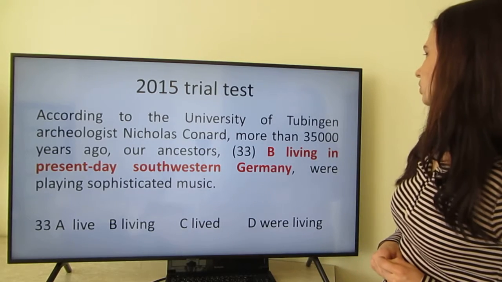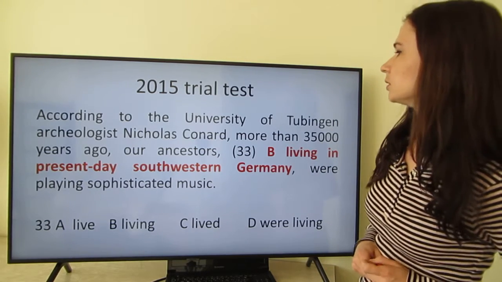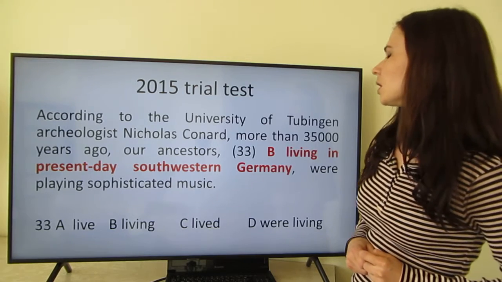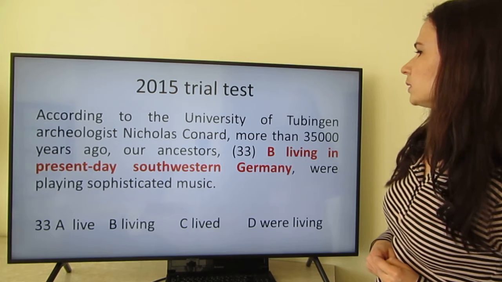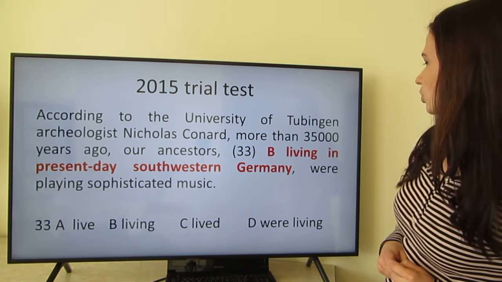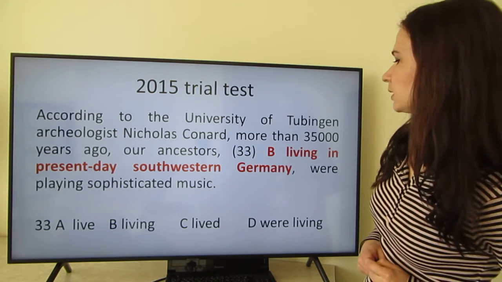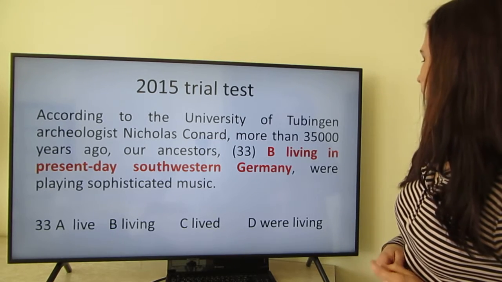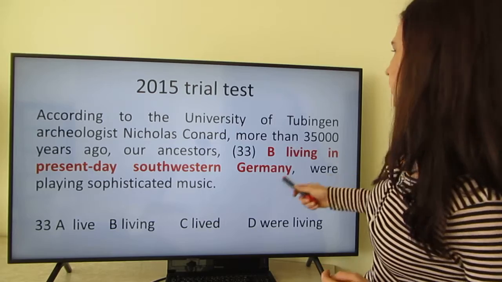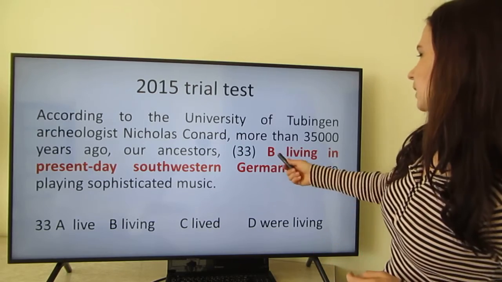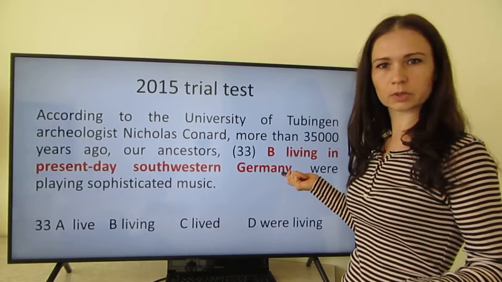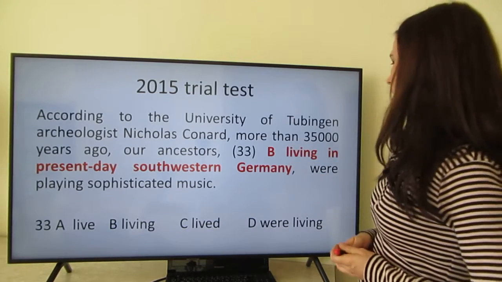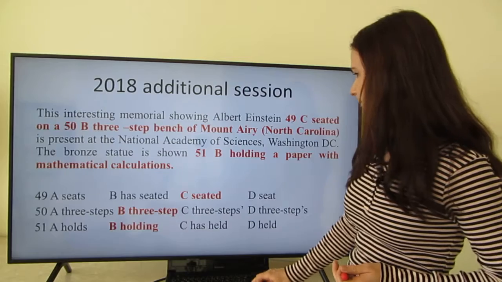According to the University of Tübingen archaeologist Nicholas Connor, more than 35,000 years ago, our ancestors living in present-day southwestern Germany were playing sophisticated music. So in this case we have a participle clause here. Our ancestors who lived. Okay? So the action is active, that is why ing form.